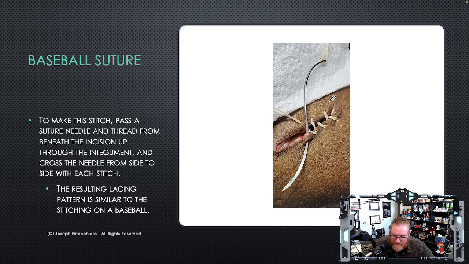To make this stitch, pass a suture needle and thread from beneath the incision up through the integument and cross the needle from side to side with each stitch. The resulting lacing pattern is similar to the stitching on a baseball. You see the example of a baseball stitch here. And you can see that what happens is you go into the incision and then you poke through from the inside, going to the outside, and then alternate to the other side and repeat.